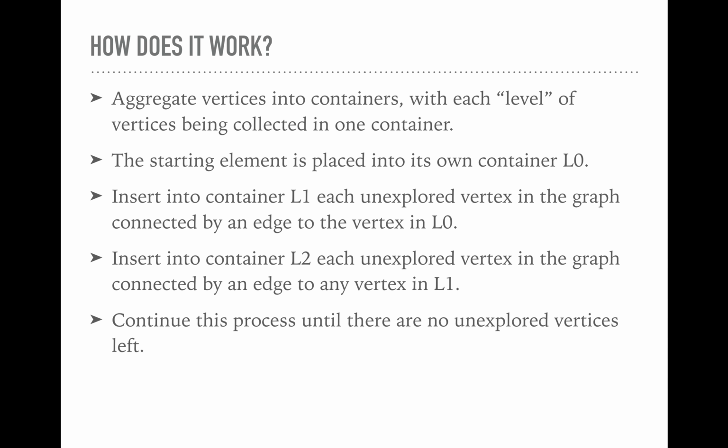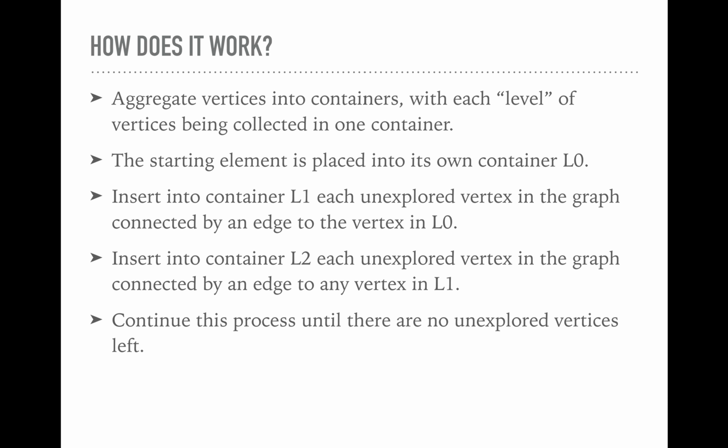We're going to aggregate vertices into containers. These containers are going to represent levels. The starting element is going to be placed into its own container, L at 0, level 0 in other words, and we're going to insert into container L1, that's a new container, each unexplored vertex in the graph that is connected by an edge to the vertex in L at 0. So there's a bunch of edges leading from L at 0, we'll assume, and they're going to lead to other vertices. Those vertices are going into container L at 1.